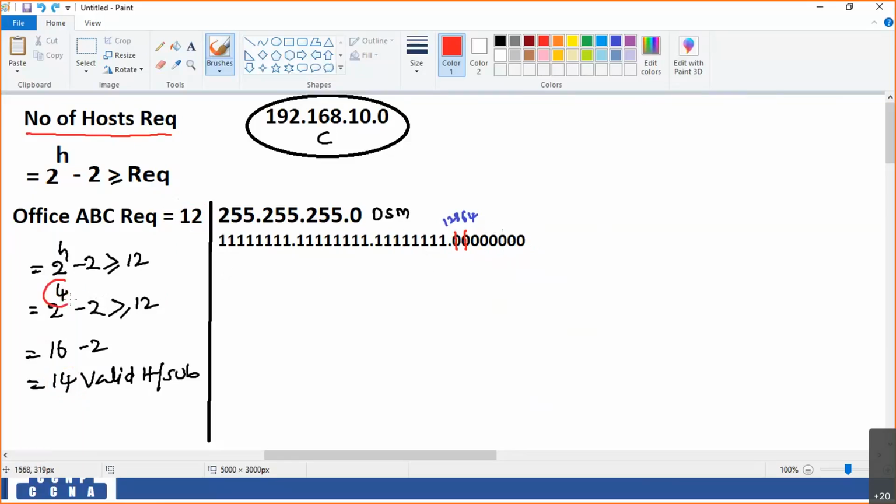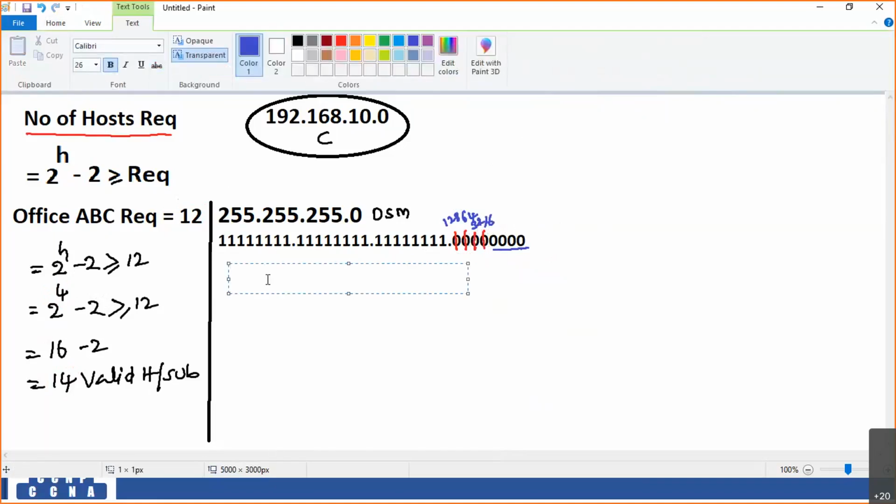So in this example, the power value is 4. I'm just leaving 4 host bits and all remaining bits are converted. So 4 bits are converted: the first 4 bits 128, 64, 32 and 16. So 255.255.255, and what's the customized subnet mask? 240. 240 is the CSM, customized subnet mask.